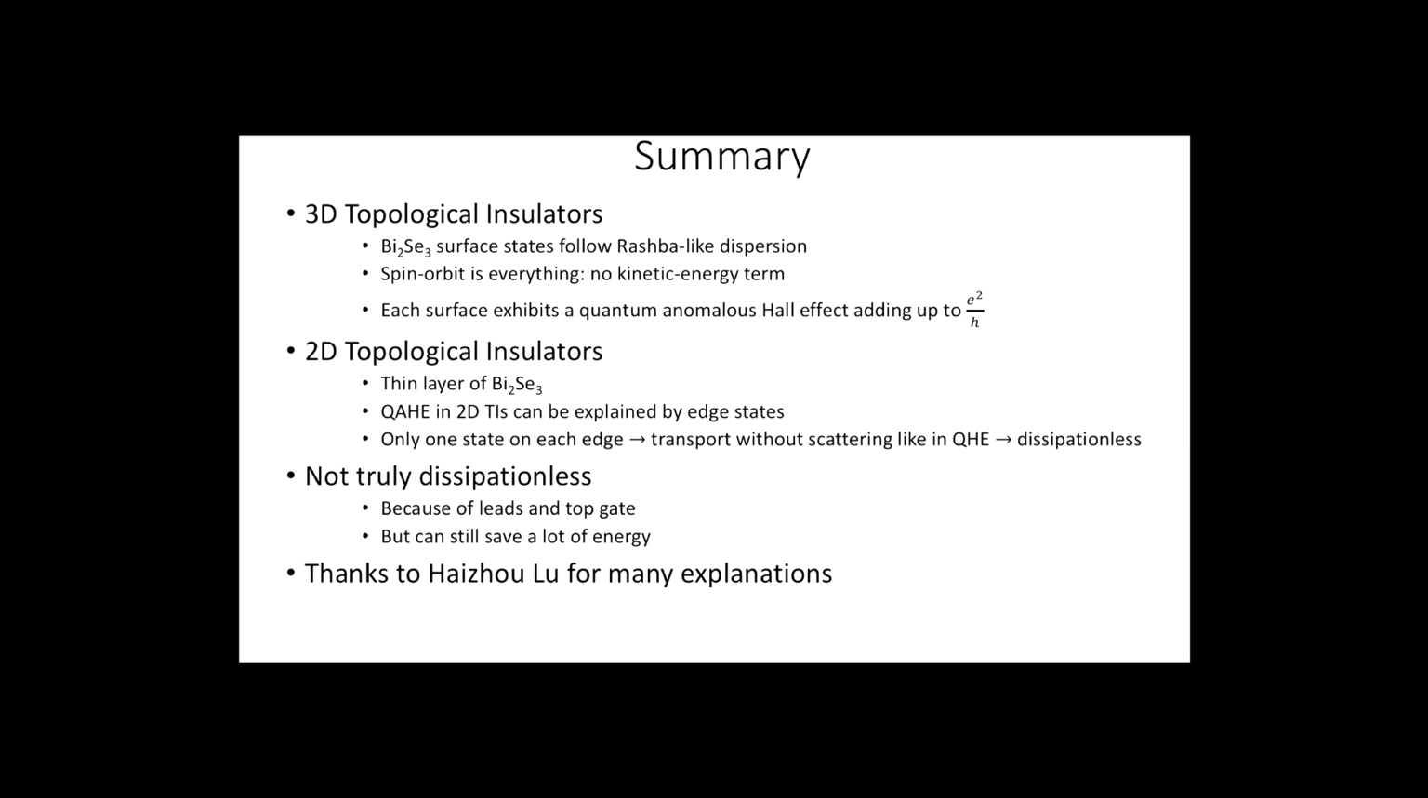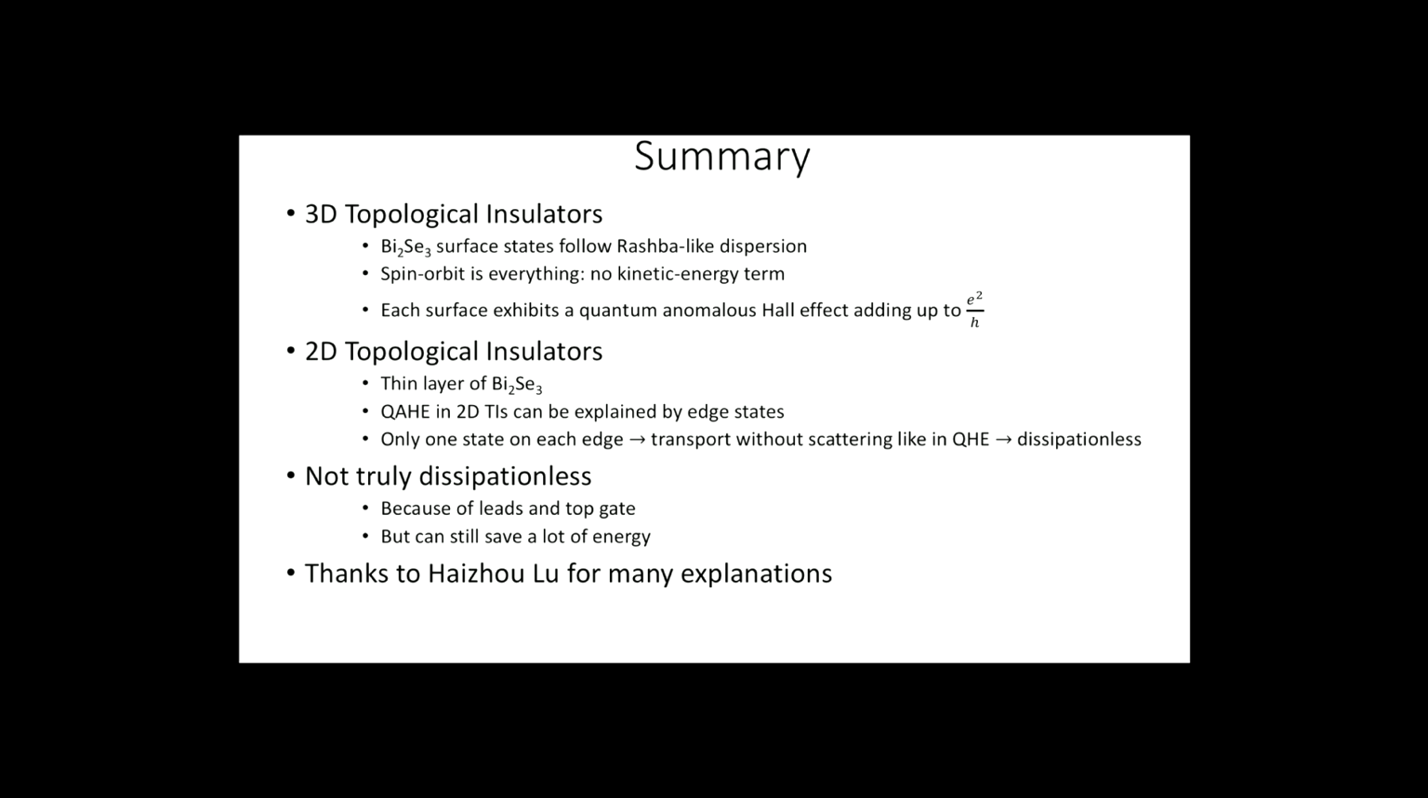So to summarize, on a three-dimensional topological insulator, the surface states follow a Rashba-like dispersion. And for all intents and purposes, spin orbit here is everything. So there's no kinetic energy, so spin orbit sort of rules the day. Right? Each surface will give a quantum anomalous Hall effect. These add up to e squared over h.